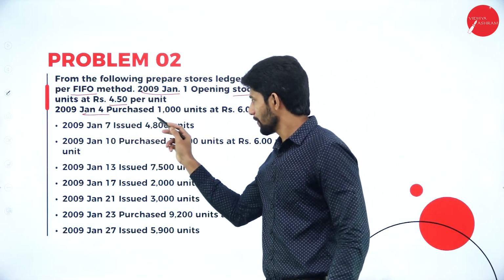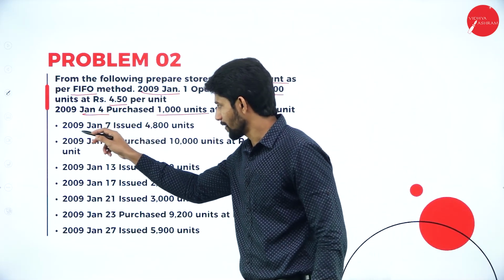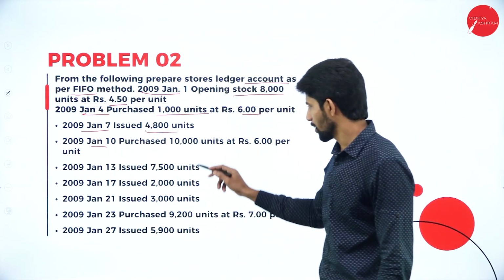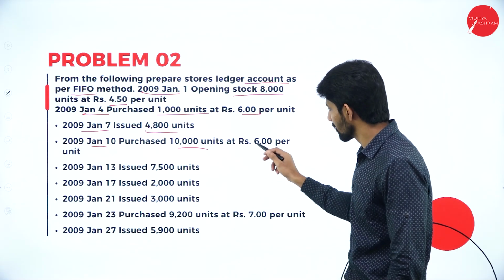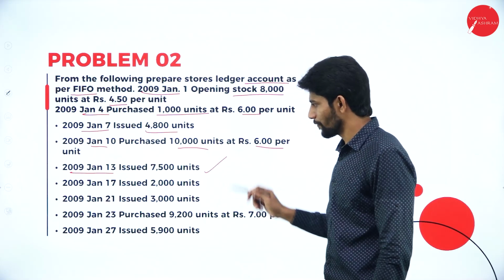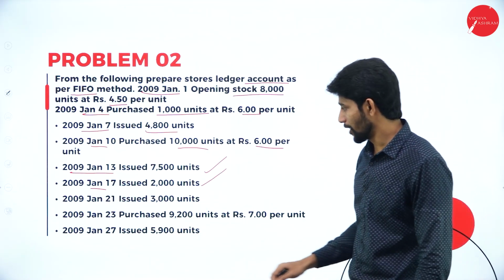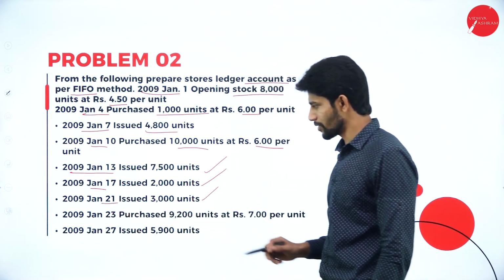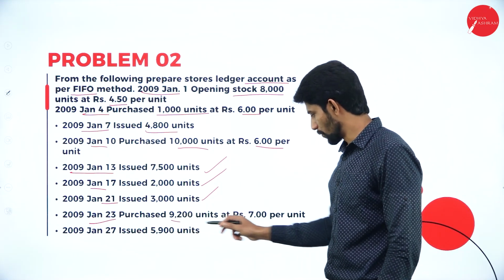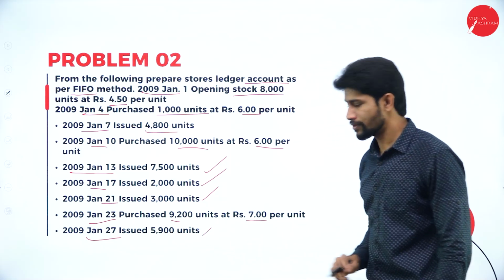And on 4th Jan, purchased 1,000 units at rupees 6 per unit. Next, on 7th Jan, issued 4,800 units. And on 10th Jan, they purchased 10,000 units at rupees 6 per unit. And on 13th Jan, issued 7,500 units. On 17th Jan, issued 2,000 units. And on 21st Jan, they issued 3,000 units. And on Jan 23rd, they purchased 9,200 units at 7 per unit. On Jan 27th, issued 5,900 units.